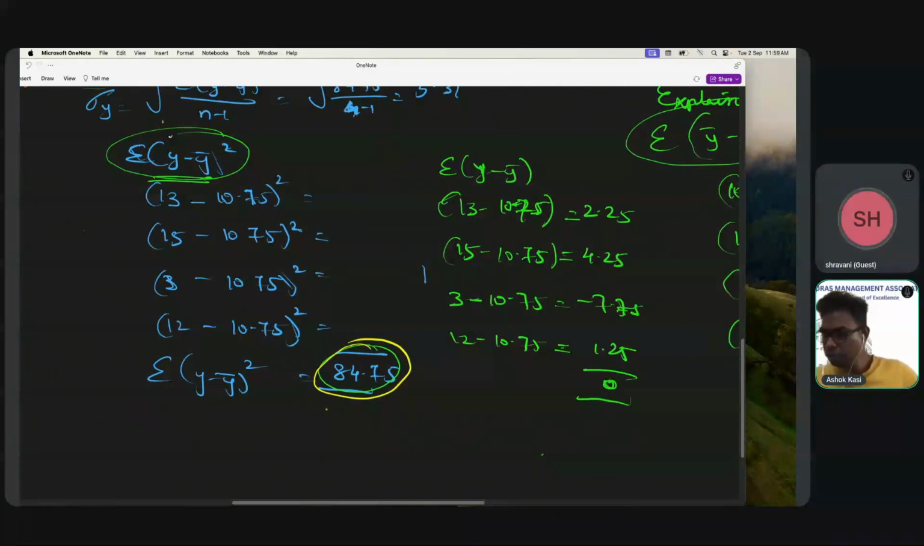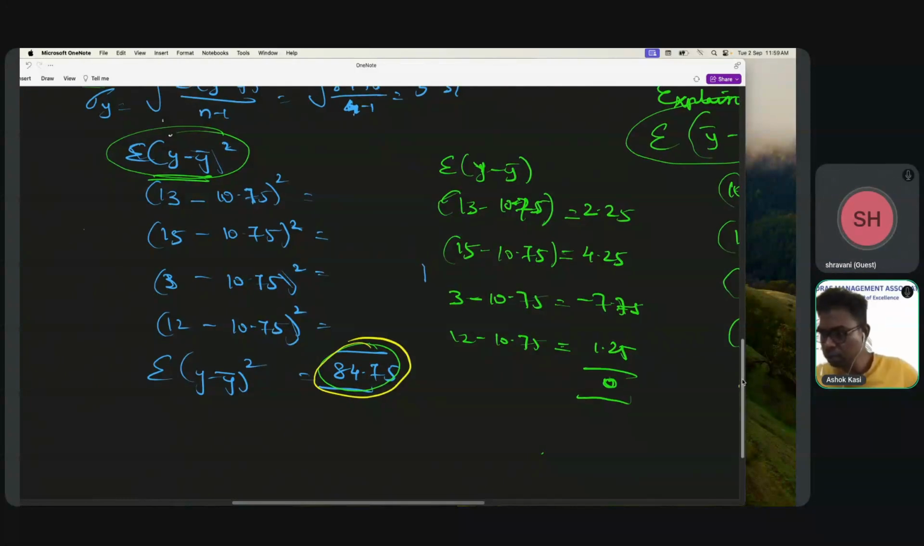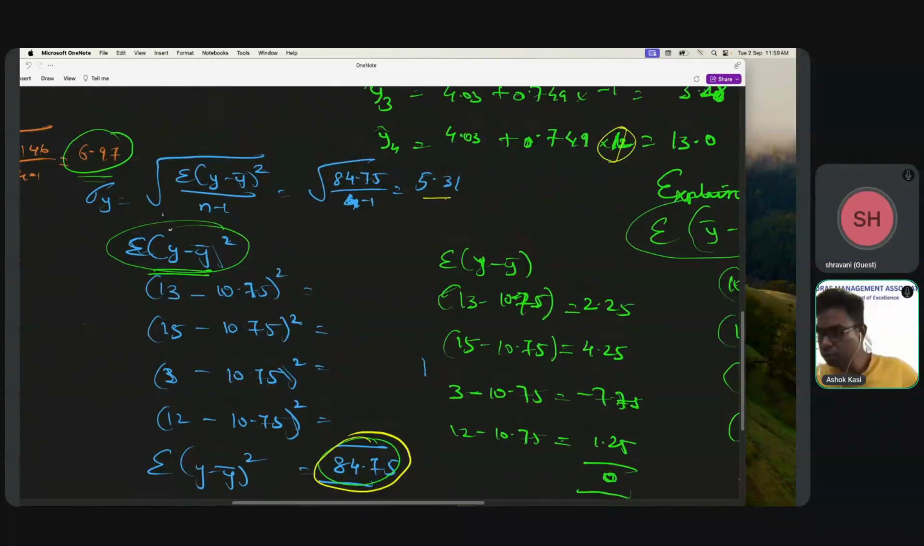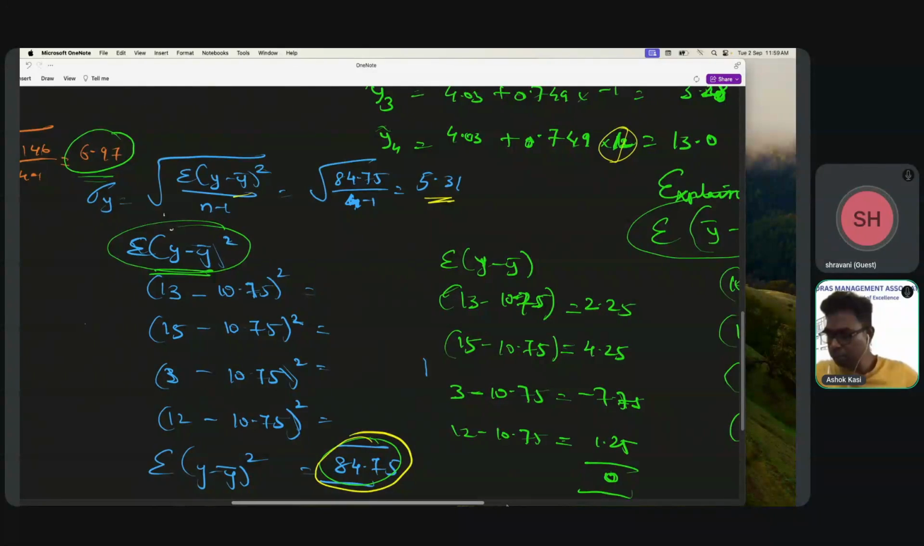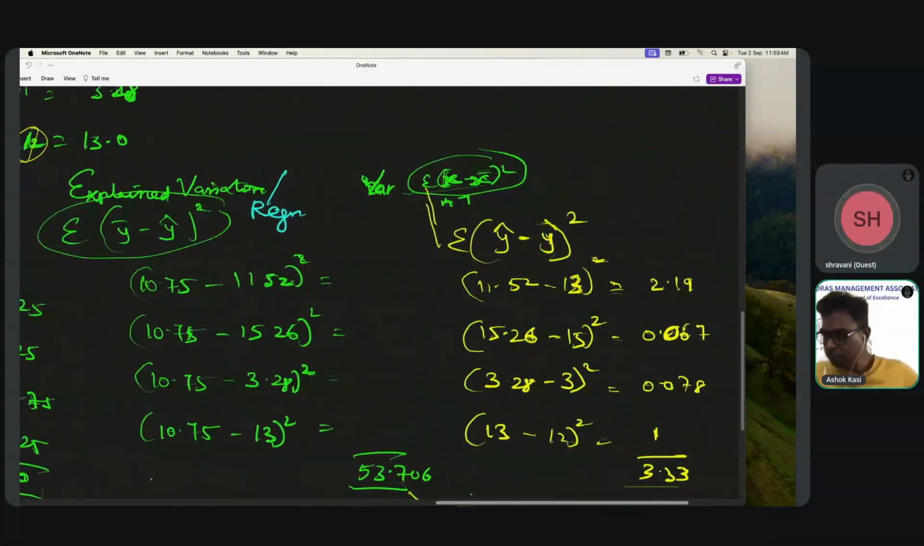Is there anything wrong here? Y minus y bar. No, this cannot be wrong because this is right. So this is right, 84. Then is this wrong then?